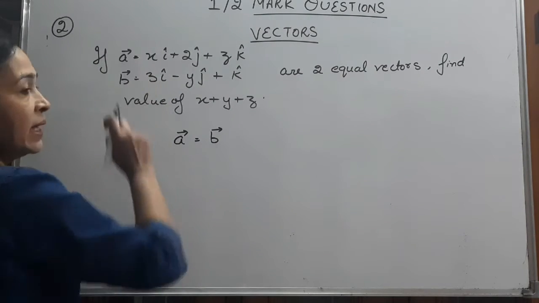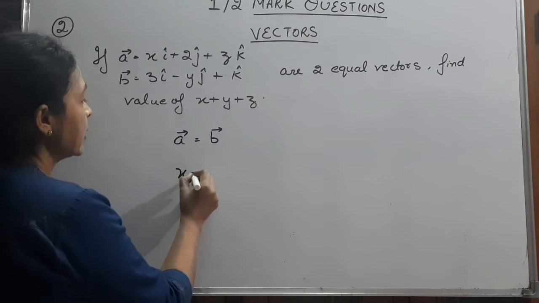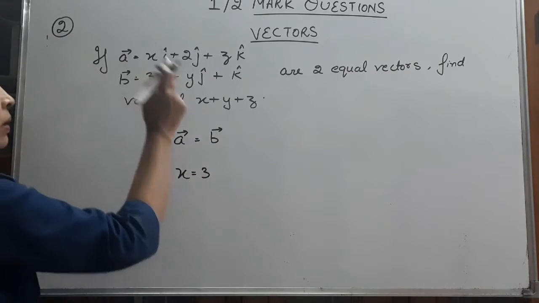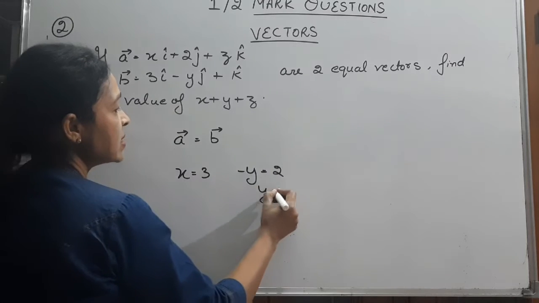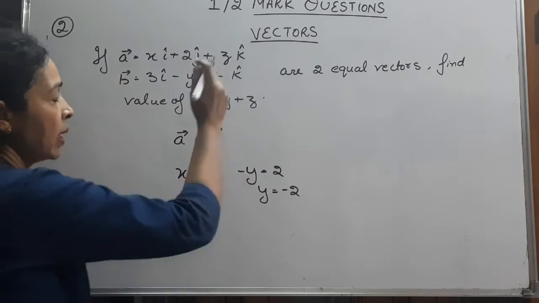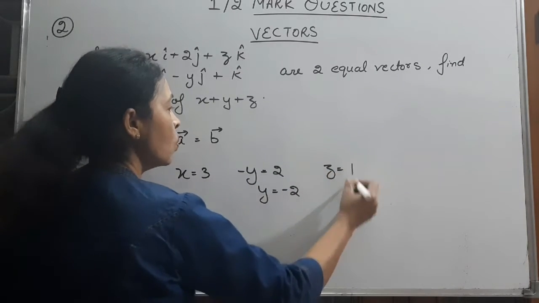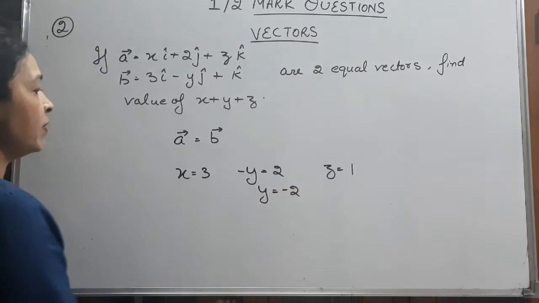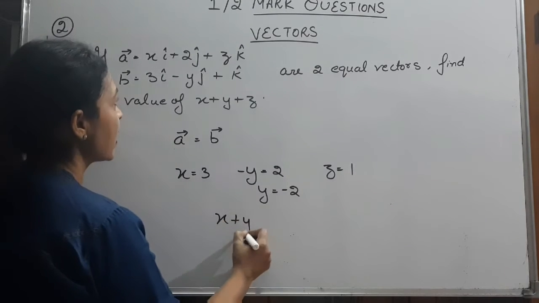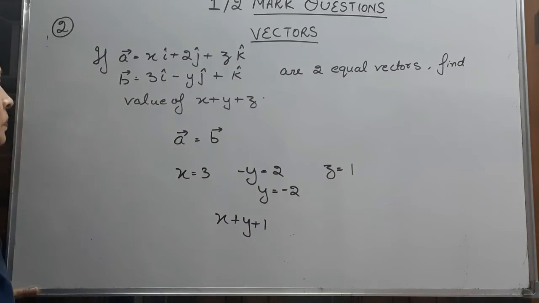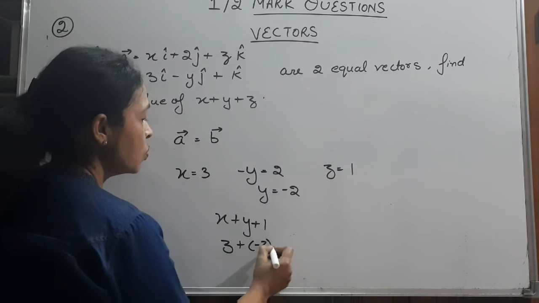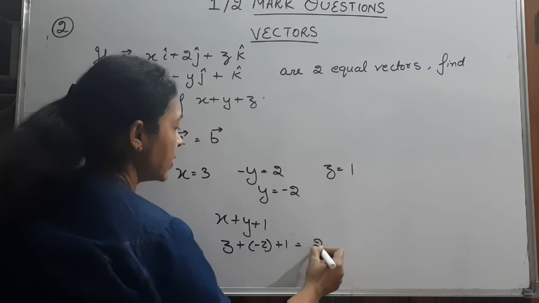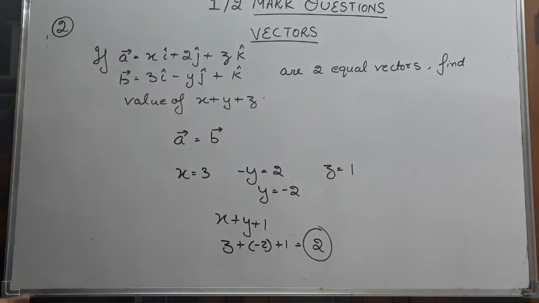Now, on equating these two vectors, what do we get? x is equal to 3, minus y is equal to 2. It means y is equal to minus 2 and z is equal to 1. What we have to find? We have to find the value of x plus y plus z. Now, x is 3 plus minus 2 plus 1. That is 2, our answer.